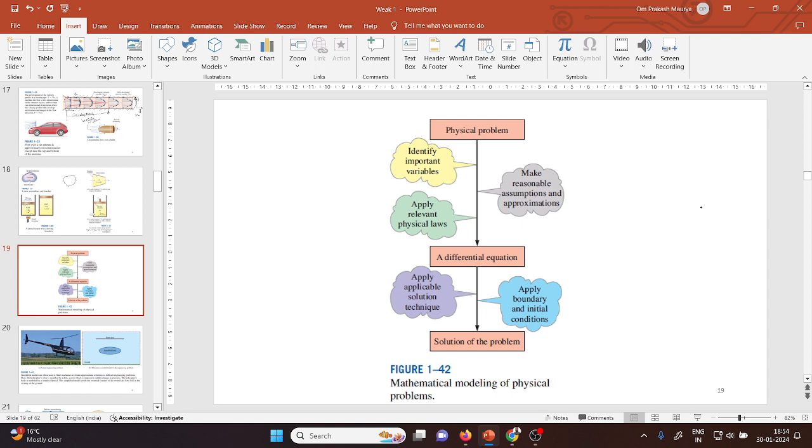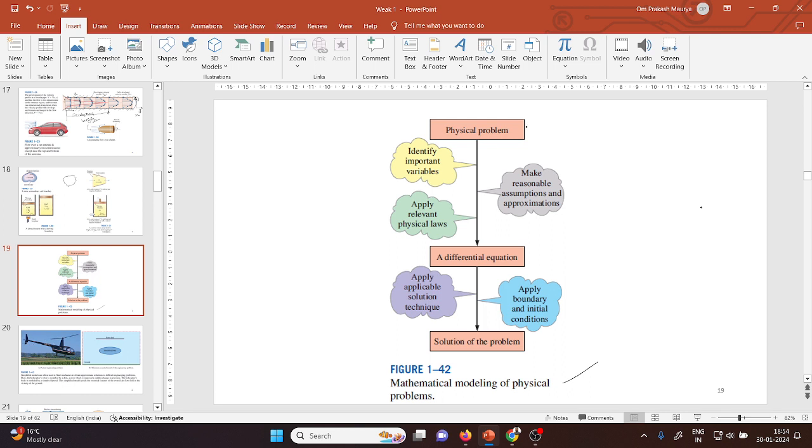And after the mathematical formulation of your physical problem, you can optimize things, and you can also reduce the hazards related to fluid mechanics. So now, how do we proceed with mathematical modeling from any physical problem?